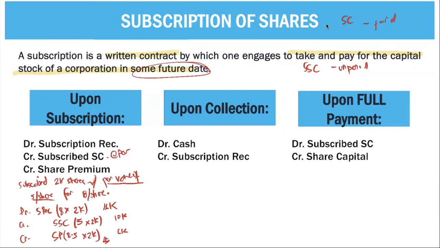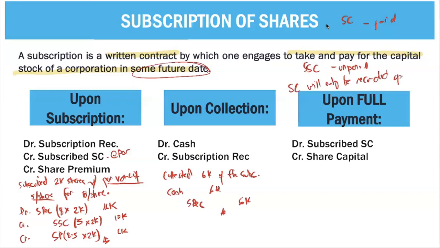Now, upon collection, so let's say collected 6,000 of the subscription. Upon collection of the 6,000 of the subscription, your entry is only a debit to cash and a credit to subscription receivable, 6,000 pesos. And upon full payment, take note guys, your share capital will only be recorded upon full payment. Okay?